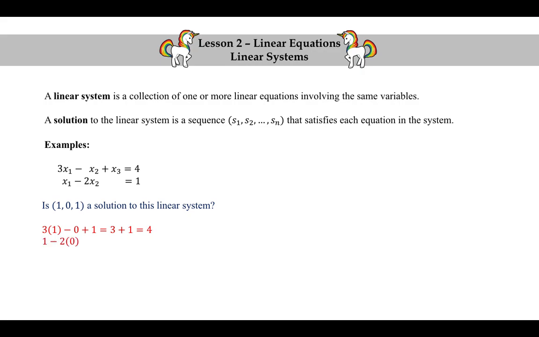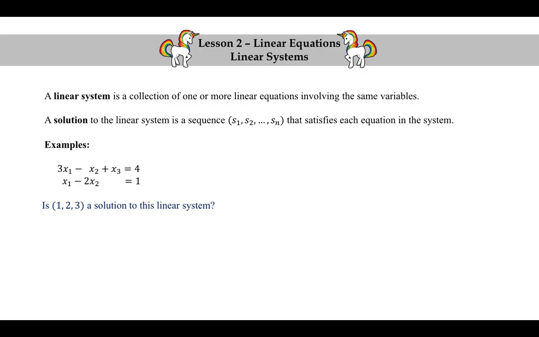1 minus 2 times 0 is 1, and that does match up with the right hand side. So 1, 0, 1 is also a solution to the second equation in the system. Therefore, 1, 0, 1 is a solution to the linear system. Let's look at another point. Is 1, 2, 3 a solution to this linear system?